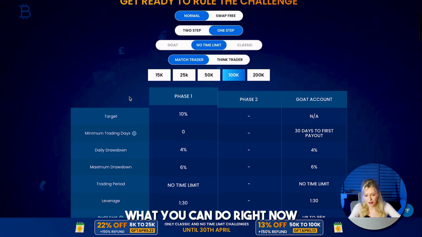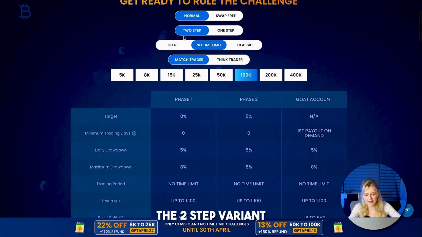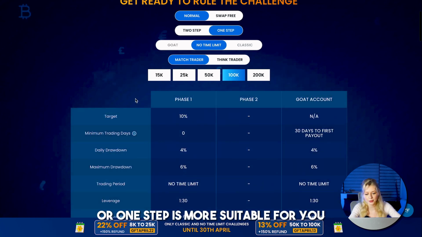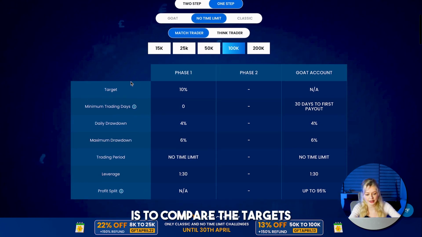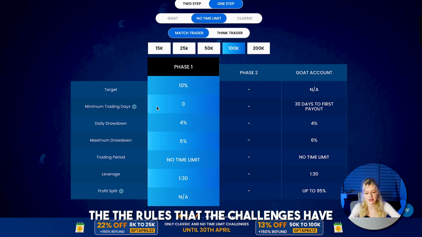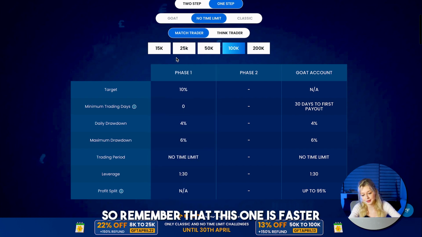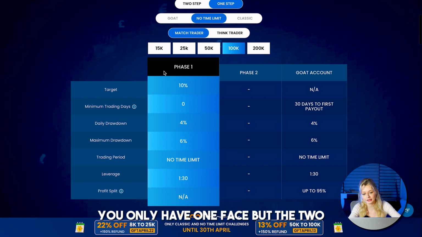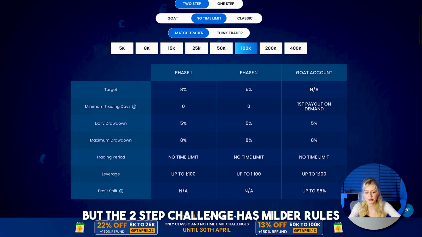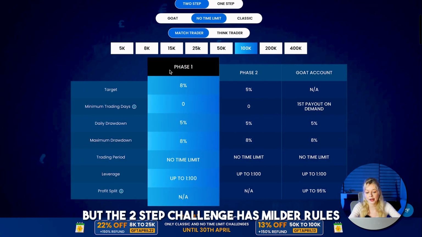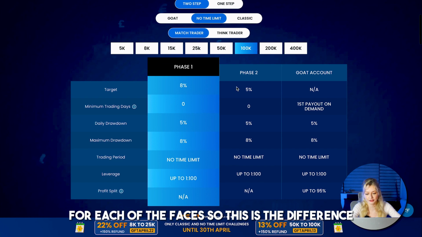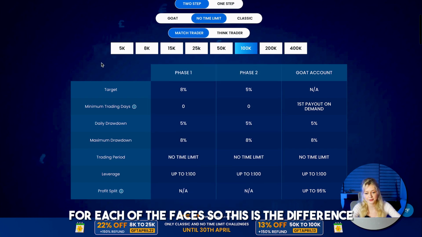What you can do right now, if you do not know if the two-step variant or one-step is more suitable for you, is to compare the targets, the rules that the challenges have. So remember that this one is faster, you only have one phase, but the two-step challenge has milder rules for each of the phases. So this is the difference.